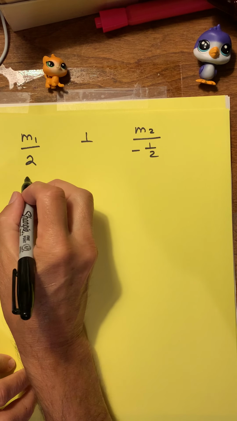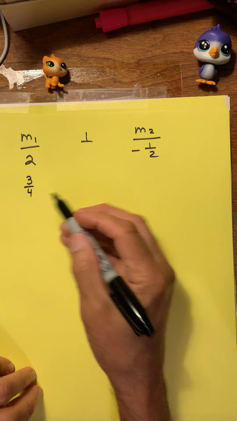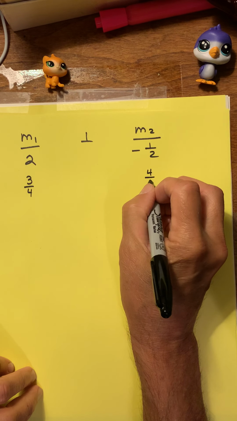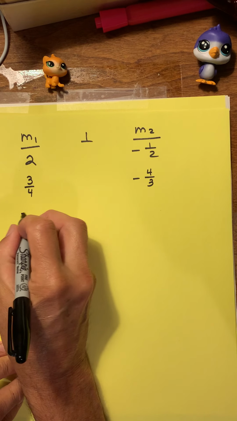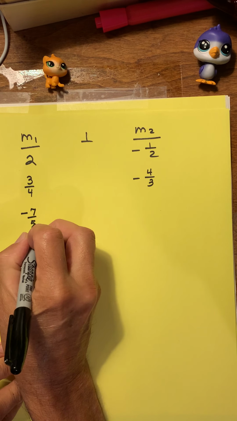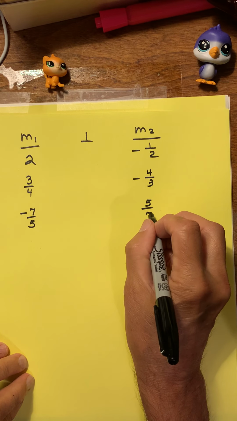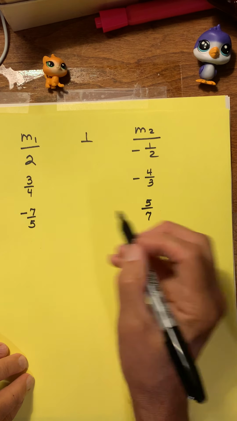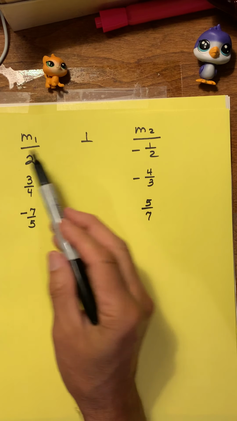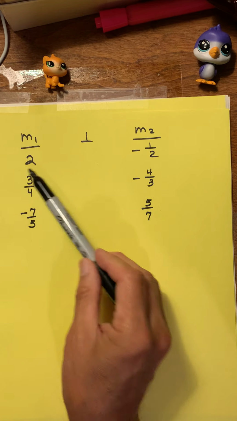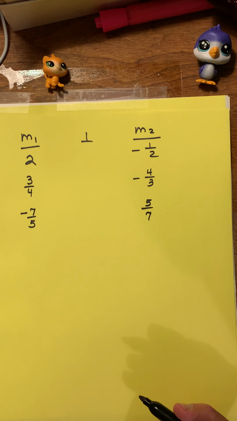Try another one. Reciprocal, change the sign. Try another one. Reciprocal, change the sign from negative to positive. So if I know 2 lines are perpendicular, their slopes are opposite or negative reciprocals.